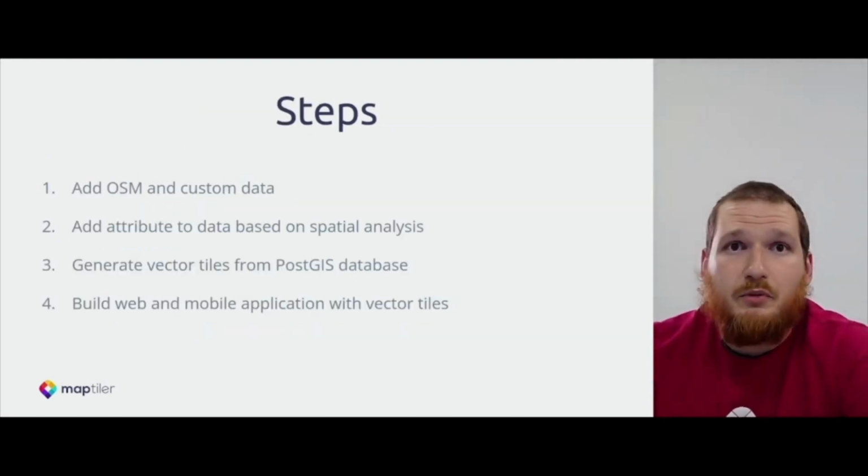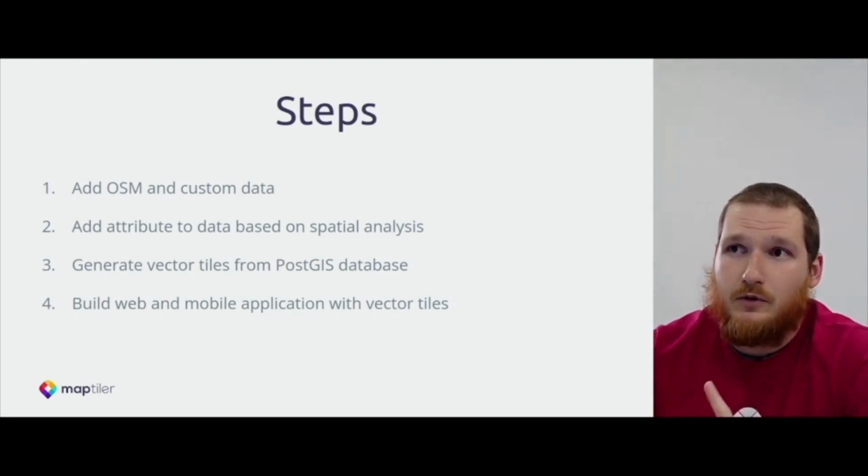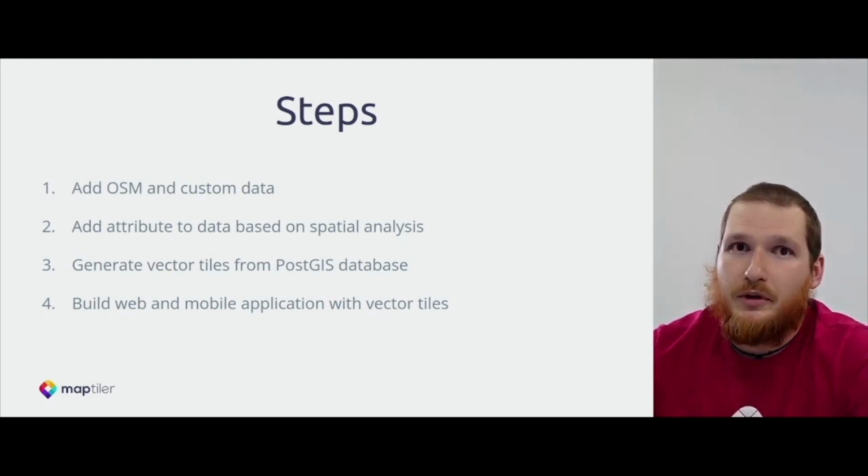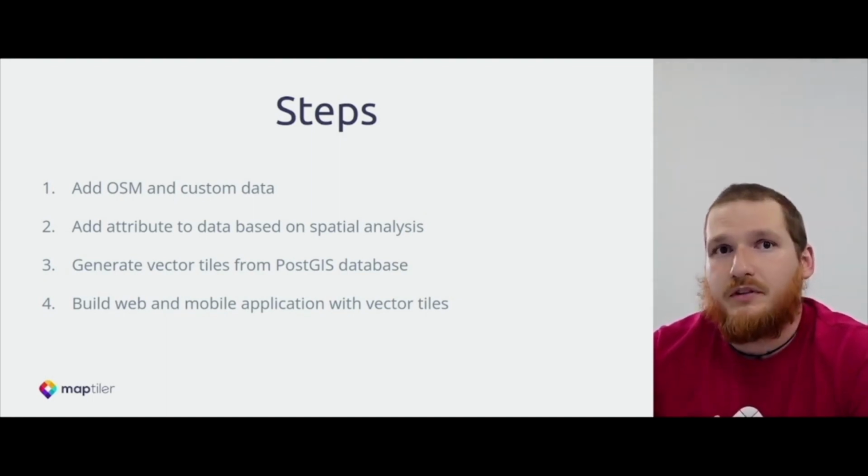These are the steps we will show you in the workshop. First, we need to add data, OpenStreetMap and our custom data from Open Data Portal of Buenos Aires. Second, we want to modify our data. We want to do the analysis. Third, we will take these data and generate vector tiles from them. And last, we will build a web app.